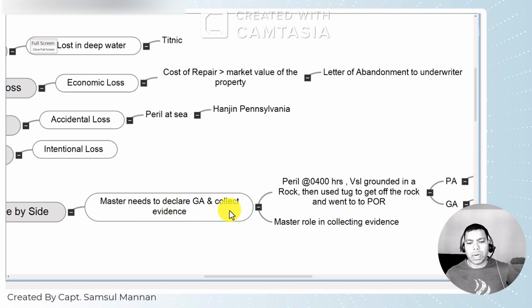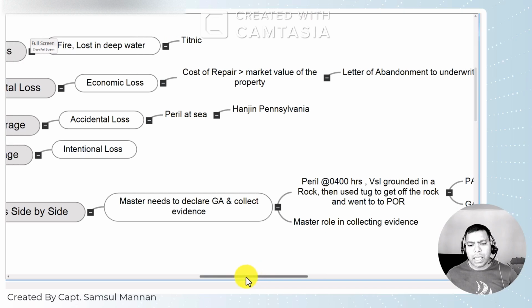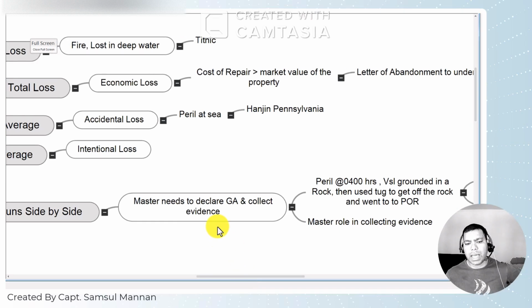Once you are collecting the evidence, you have to make sure that you follow the Master's Role in collecting evidence, right? And if you think that you need to declare a general average, obviously you need to declare it in written format to your ship owner or ship charterer, right? So you must send a mail.